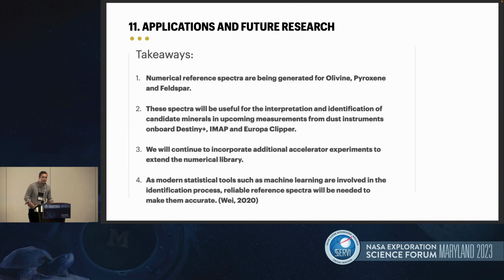So the key takeaways of this is that we are generating numerical reference spectra for olivine, pyroxene, and feldspar. These will be useful for upcoming missions that will measure dust particles of these 3 mineral families. We're continuing to incorporate additional accelerator experiments into this work. We have many scheduled for the rest of the year.